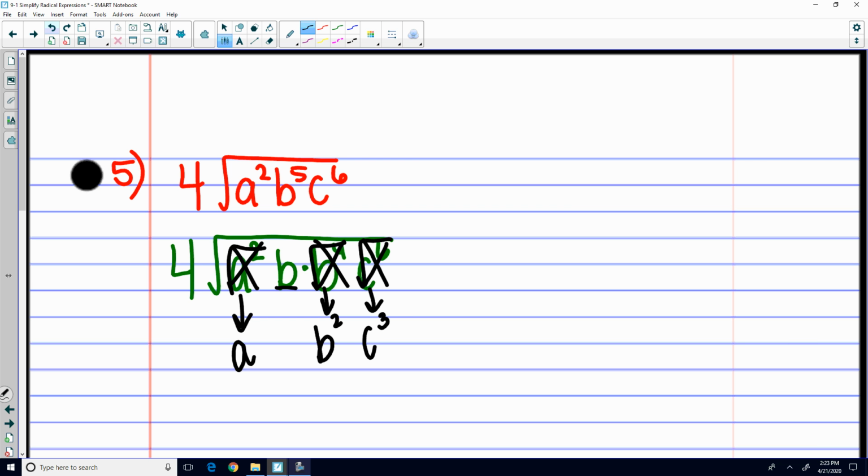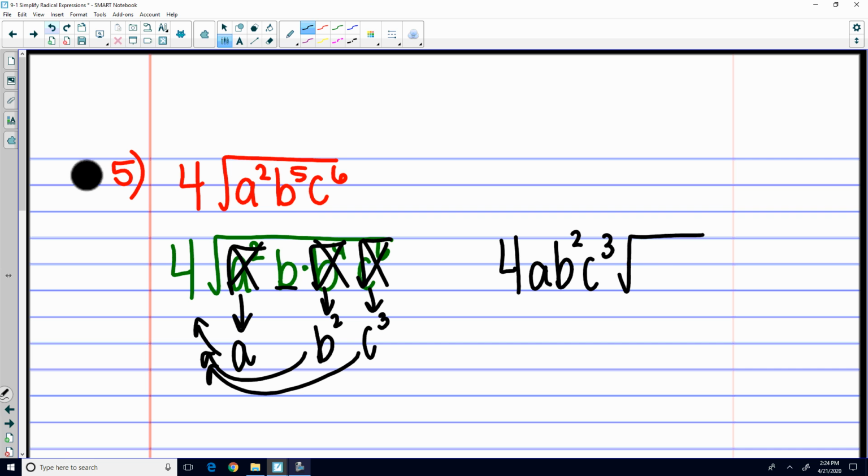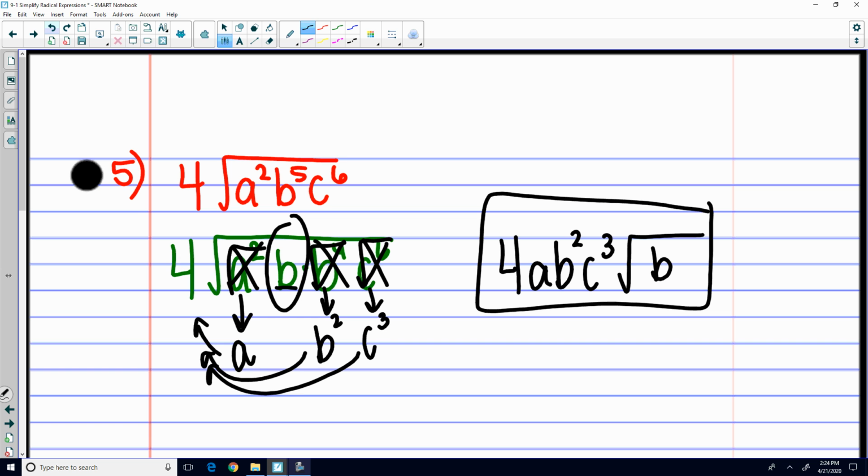The only thing I've left under that radical is a b. This a comes out, this b comes out, and this c all come out in front of the radical expression. I had a 4 there to begin with, don't lose it, and I should keep my variables alphabetical. So I'm going to have 4a, b squared, c cubed, and then I had left just one lonely b in there, but that has to stay inside. That is my simplified radical expression.